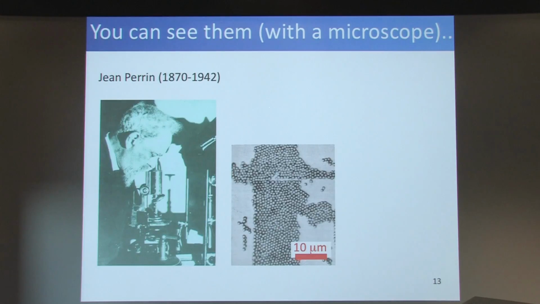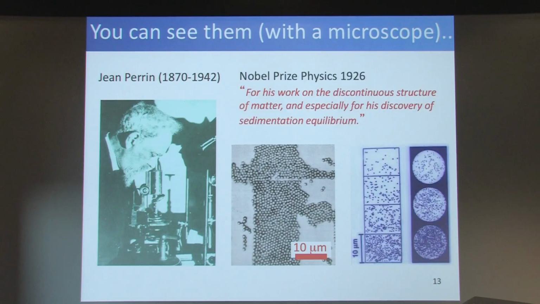Again, mind the scale bar, 10 microns. So these colloidal particles are about half a micron, nicely in the colloidal domain. And he did two very important experiments, confirming what Einstein already kind of thought about. And he got the Nobel Prize for this, 1926, for his work on the discontinuous structure of matter. And this is going to be important.